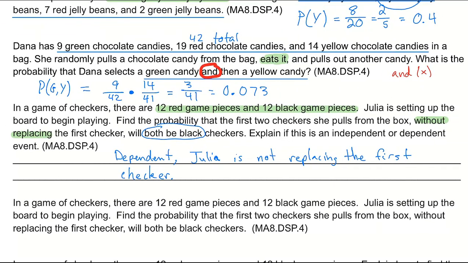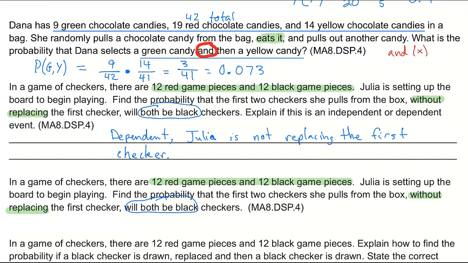Number 7. Same question. It's just asking something different, I think. We'll read it, just to make sure. In a game of checkers, there are 12 red game pieces and 12 black game pieces. Julia is setting up the board to begin. Find the probability the first 2 checkers she pulls from the box without replacing will both be black checkers. So it's the same thing. Now we're actually going to find the probability.